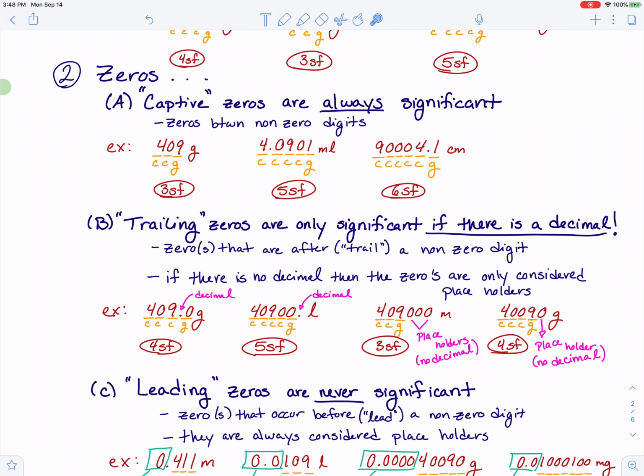My last number here is just to show you that all of these zeros are considered captive. Because the zeros exist between the 9 and the 4, it doesn't matter how many zeros there are in a row. As long as the zeros occur between non-zero digits, then all of them are considered captive. Therefore, they're all significant. So that means that all of these digits are significant.